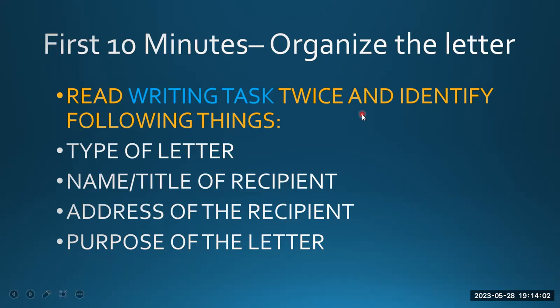So what will you do? How will you organize your letter? In the first 10 minutes, you are supposed to read the writing task twice. While reading the writing task, identify the following things. Ask yourself these questions: what is the type of the letter? What is the name and title of the recipient? The recipient is the person to whom you are writing the letter. And what is the address of the recipient? Sometimes they will also mention the purpose of the letter in this task.